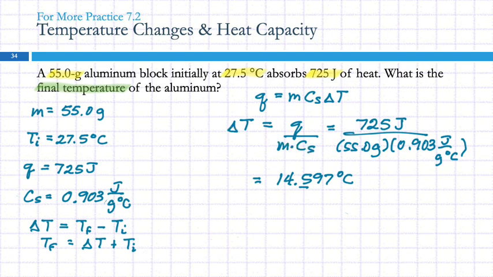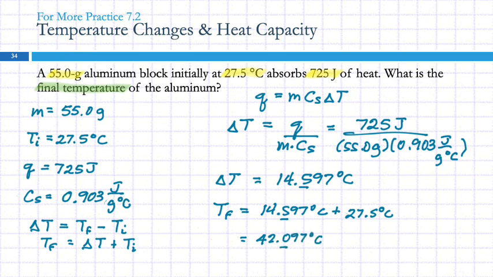Okay, so we found delta T, but we're not done yet. We want T final, which we said was delta T plus the initial temperature. There's delta T plus the initial temperature, so we're going to call that 42.1 degrees Celsius.